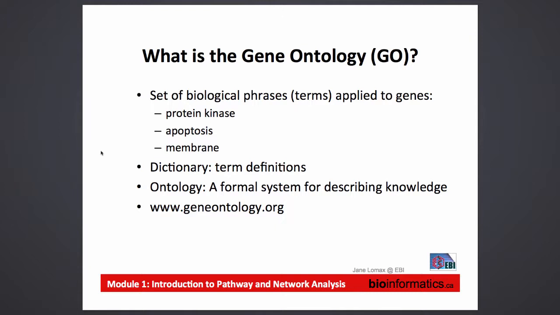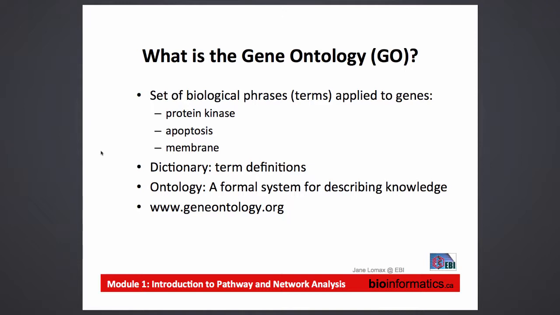So the Gene Ontology is like a dictionary. It's like a book when you open up and you see definitions of different terms. It's a dictionary for biological phrases, such as protein kinases, which is a type of a protein, or apoptosis, which is a type of a process, or membrane, which is a type of a cell component.